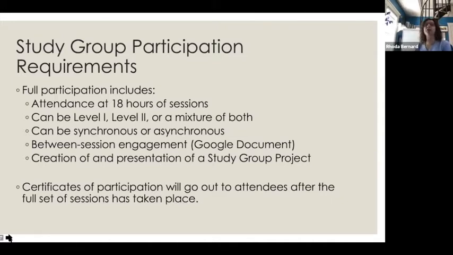You also need to do the Google documents for the between session engagement after each session. And those are always sent out. Links to those are sent out the Monday following the session. So we're tracking participation along those as well. And then you are to create and present a project, which we've been talking about, and I'll go over that again today. We're going to send out certificates of participation in multiple shifts.